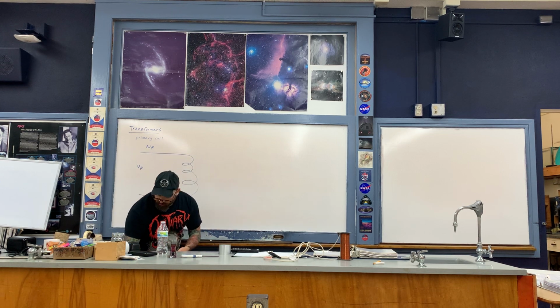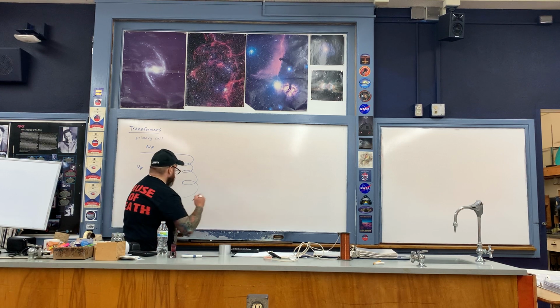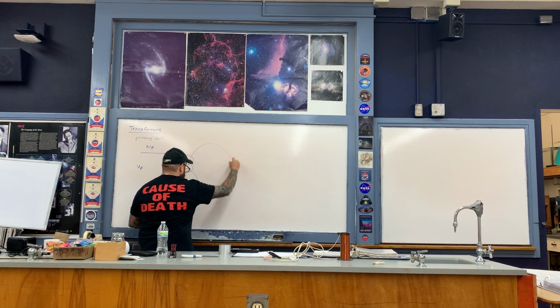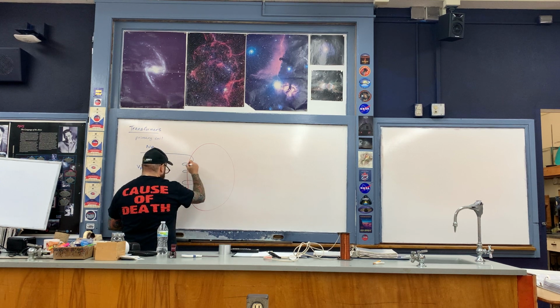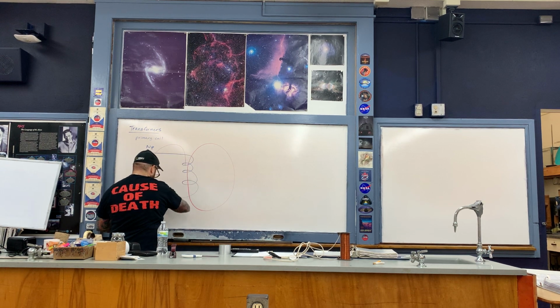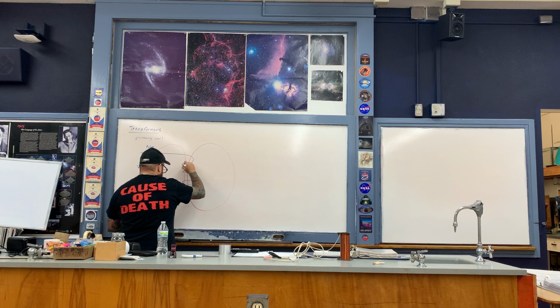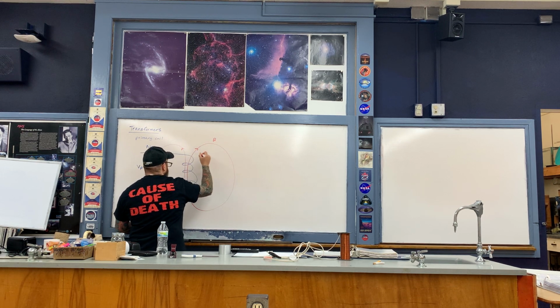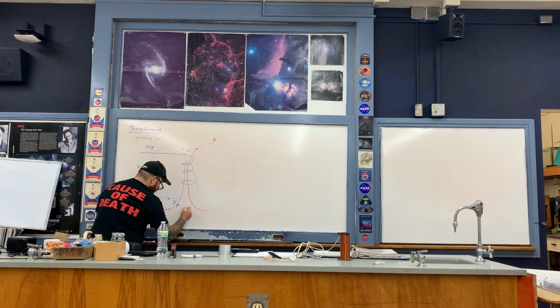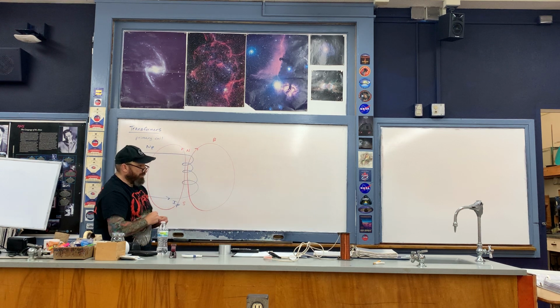Let me get a new red marker here, please. Okay, here we go. And I'm just going to draw a couple of magnetic field lines, like so. So here's that magnetic field B. Right here is a north pole. Right here is a south pole.